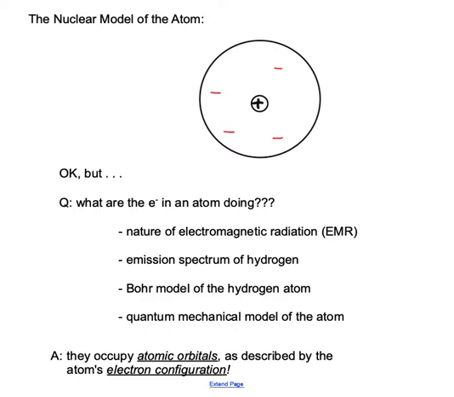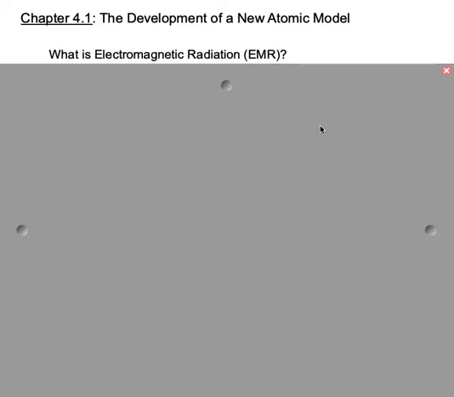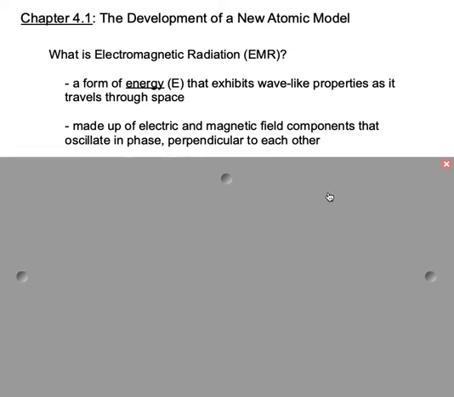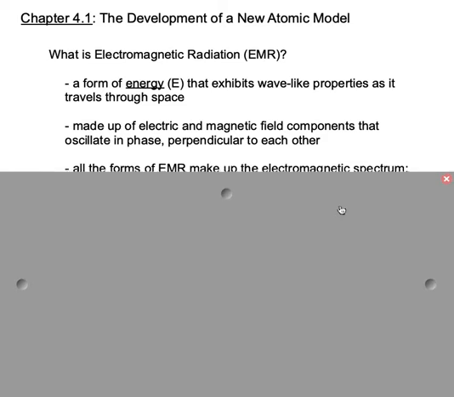Let's first talk about electromagnetic radiation. What is electromagnetic radiation? Electromagnetic radiation is a form of energy that has wave-like properties as it travels through space. It is made up of electric and magnetic field components that oscillate in phase perpendicular to each other, but you really don't need to know that.